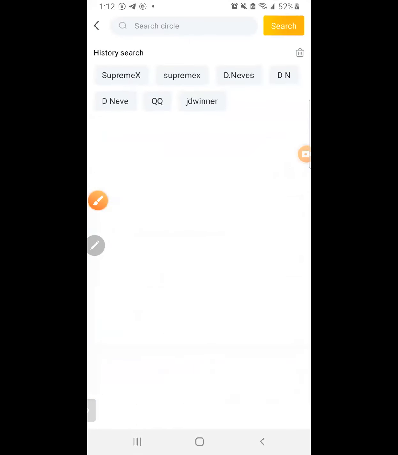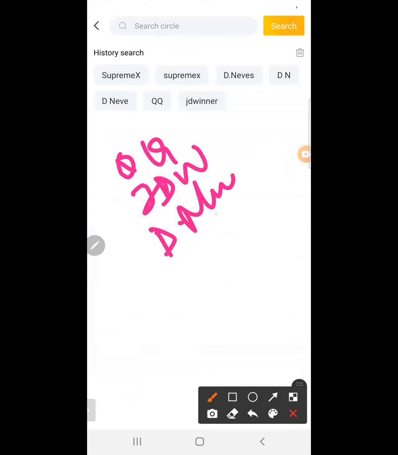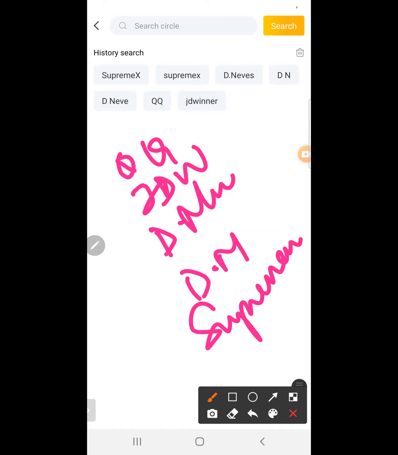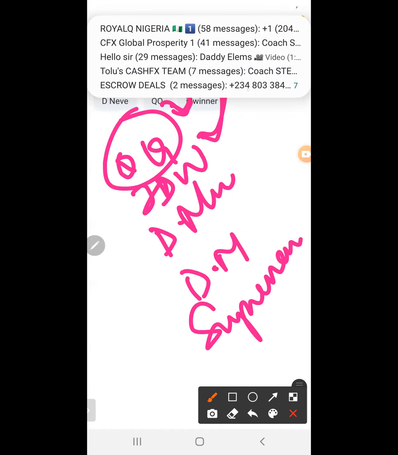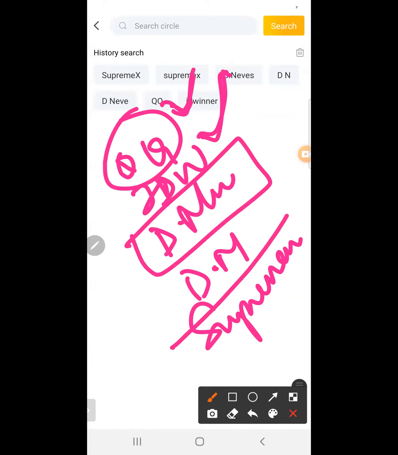I'm not sure which one you want to use, but if you want to use the one I just talked about, there are different ones. You have QQQ, JD Winner, the Nevex, DN, and Supreme X. If you're not bothered about making negatives, or about being on negative for long, you can do QQQ or JD Winner. If you want to make profit regularly and don't want to be on negative for long, you can do either the Nevex or Supreme X.